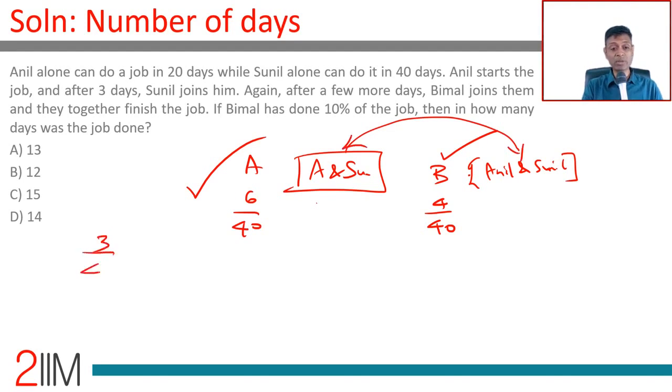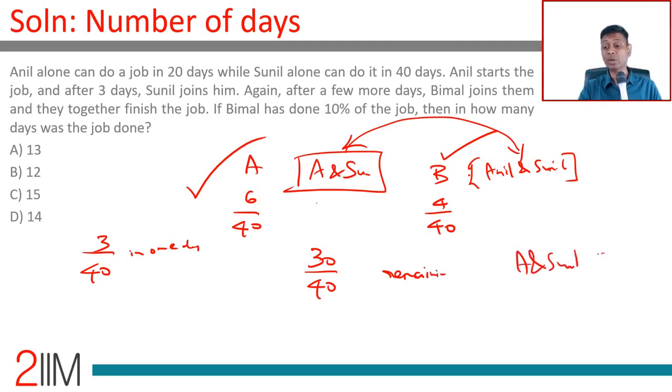Together they can do 3 by 40 in one day. They have 6 by 40 plus 4 by 40 completed. 10 by 40 already done. So 30 by 40 is remaining. So Anil and Sunil have together worked for 10 days.